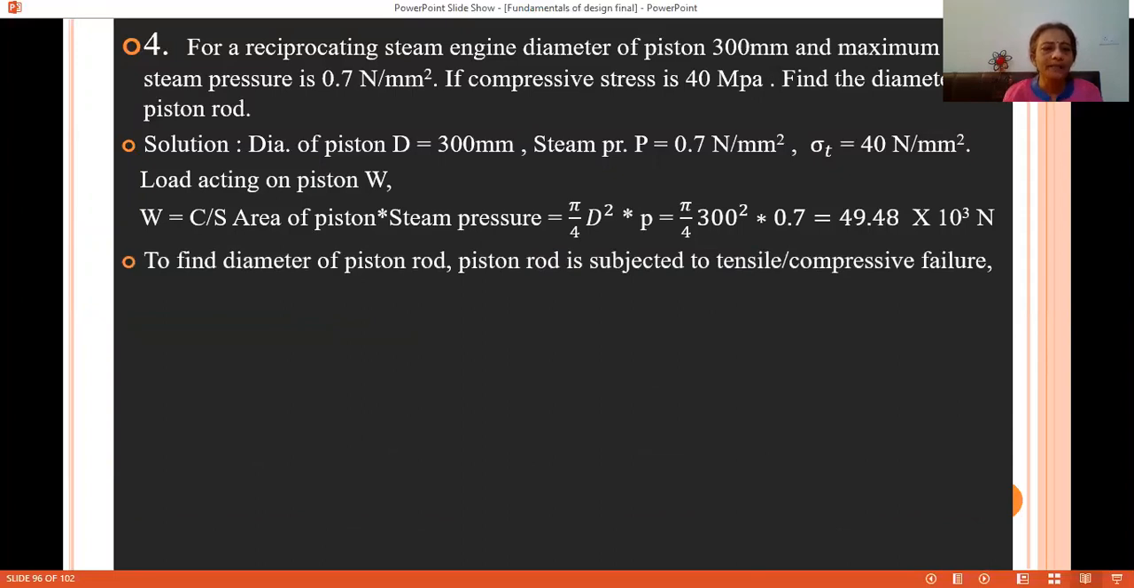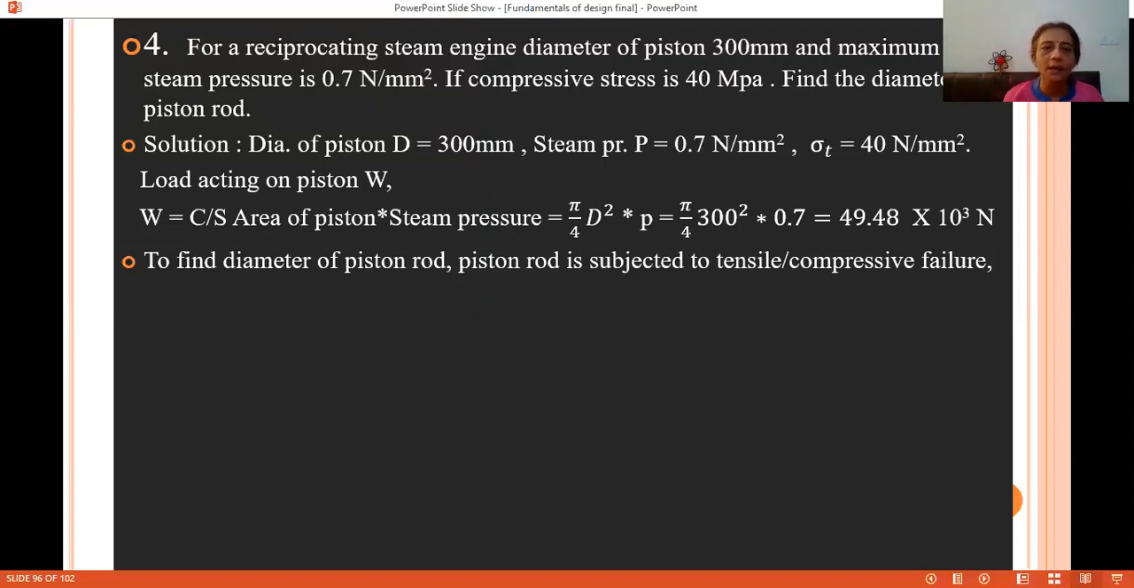Now to find the piston rod diameter. You can see that the piston rod is here. This is the piston rod and here there is a piston. So when force is exerted by the steam and the piston moves from BDC to TDC, the piston rod will be subjected to compression. When it again comes down, we can say that the rod will be subjected to tension. So the rod will be subjected to tension or compression.